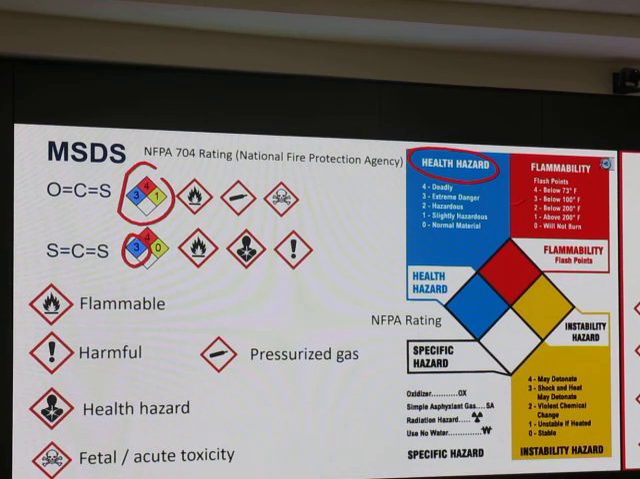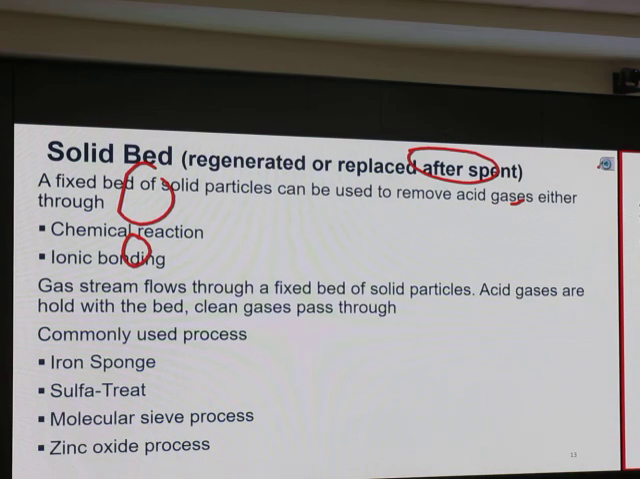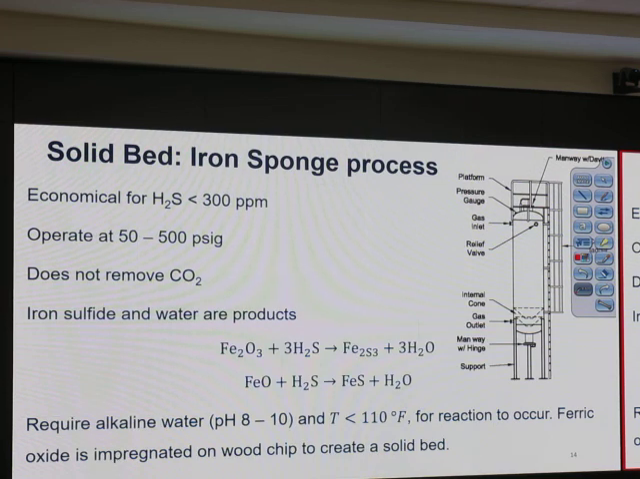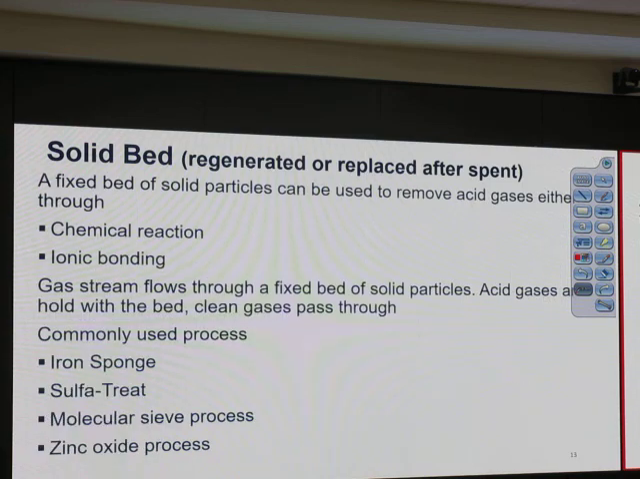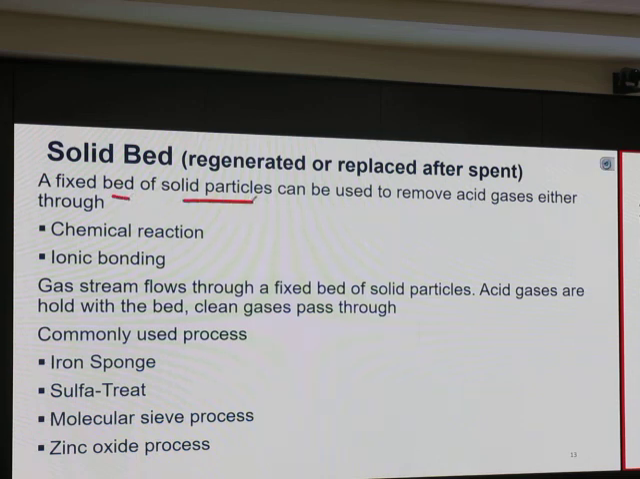This is the acid gas that we try to remove. Solid bed. A solid bed looks like a reactor. Inside that reactor is solid particle that catches or forms some kind of reaction. So it's a fixed bed of solid particles used to remove acid gas. We flow acid gas through that solid bed. The gas that comes out is sweet, but still wet. So you have a chemical reaction. Sometimes we have ionic bonding.